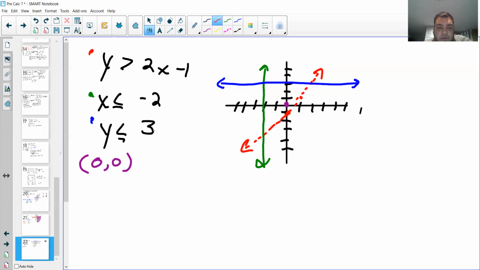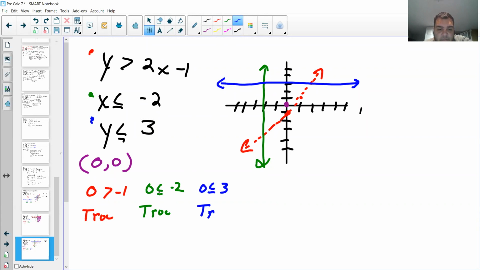So I'm going to test each one. 0 is greater than negative 1. That is the truth. 0 is less than or equal to negative 2. That is true. And 0 is less than or equal to 3. That is true. Wait a second. 0 is less than or equal to negative 2. Oh, I'm sorry, that's false. It's false.